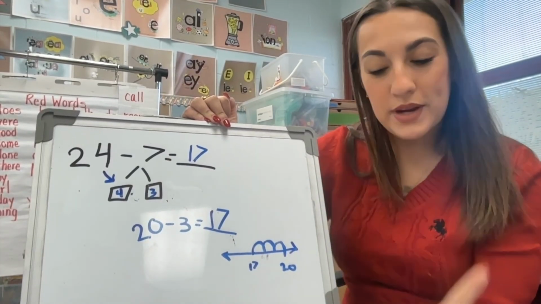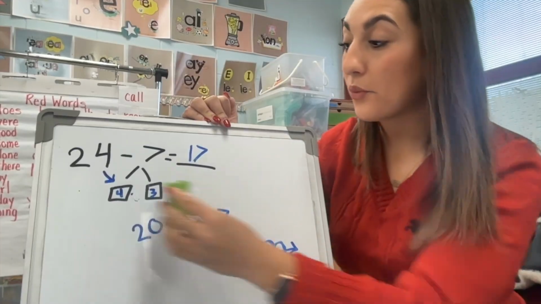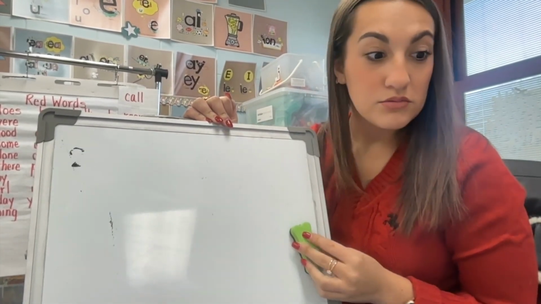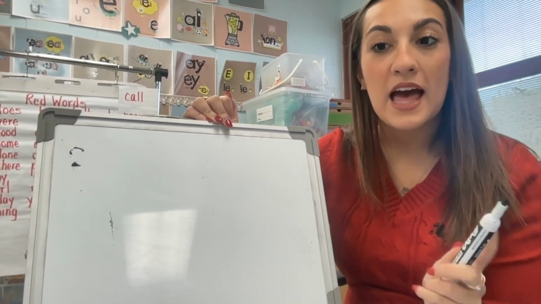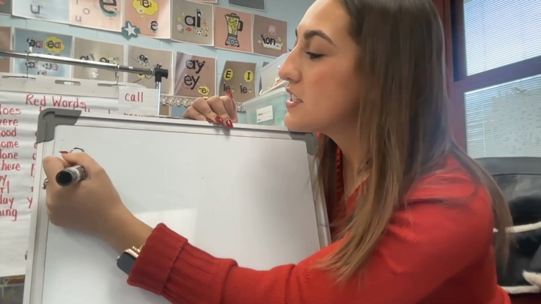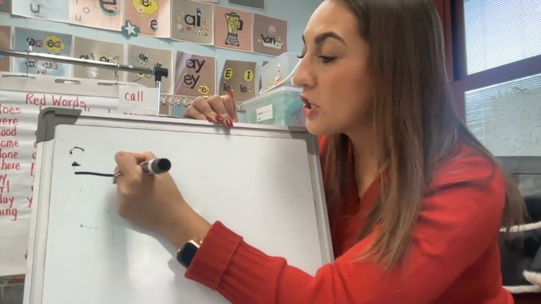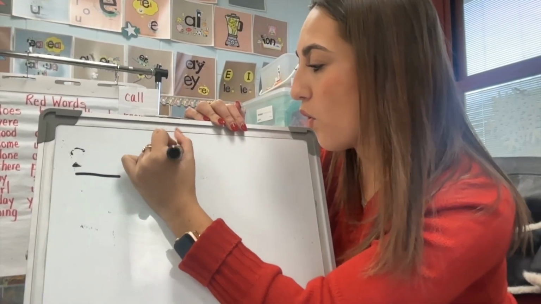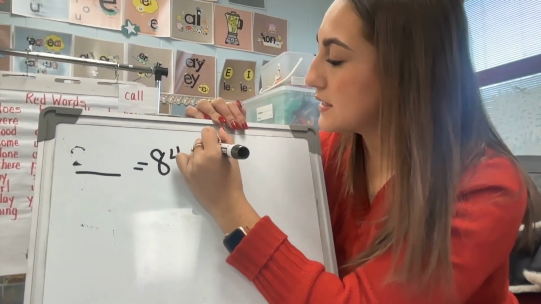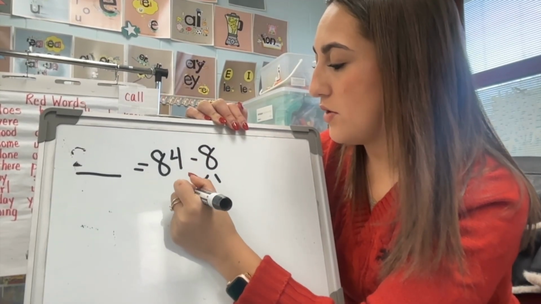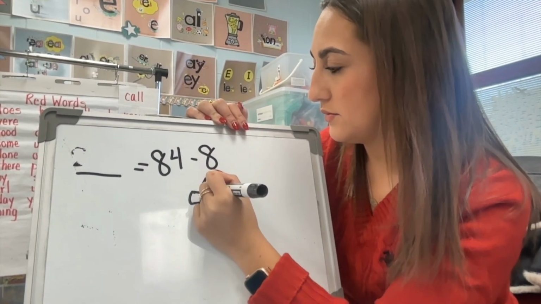Okay? So now looking at number 3, don't let the order confuse you. They're doing that to trick you. Don't let them trick you. They just flip-flopped the order. You're still subtracting. So blank equals 84 minus 8. I'm going to break apart that number and put my boxes in.